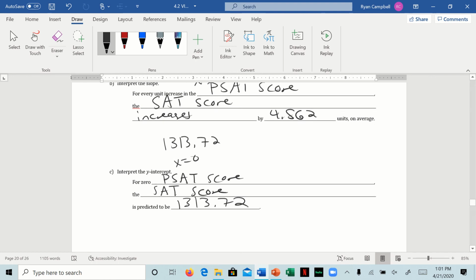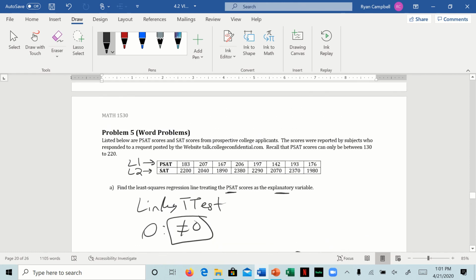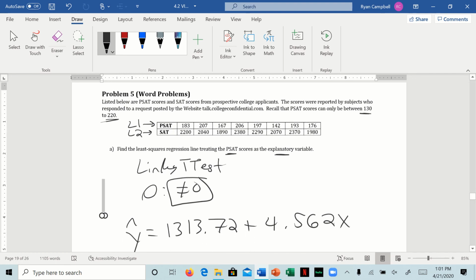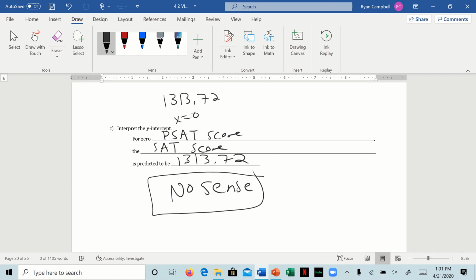Now, does this make sense? Well, if we go back to the beginning of our problem, we didn't actually read this out loud, so I probably should have, so I apologize. So it says, recall that PSAT scores can only be between 130 and 220. So can you have a PSAT score that's 0? No, you cannot. So, once again, this y-intercept makes no sense because you cannot have a PSAT score that's equal to 0.